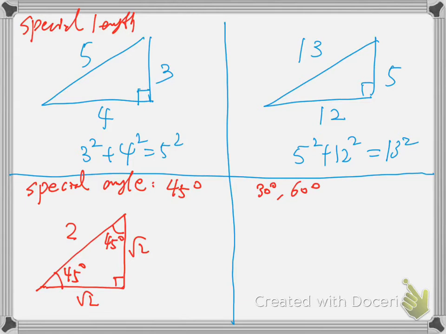The 30/60 is more important. So we have different angles. The smaller one is 30, the bigger one is 60. The corresponding lengths are 1, 2, radical 3. Opposite of 60 is radical 3, opposite of 30 is 1, and the hypotenuse is 2. So remember these 4 special right triangles. We will use them later.